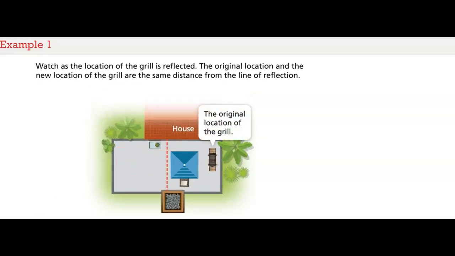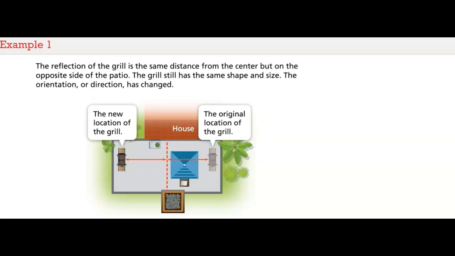Remember where the original location of the grill is. Watch as the location of the grill is reflected. Here's the new location of the grill. A line of reflection is a line over which a figure is reflected. The original location and the new location of the grill are the same distance from the line of reflection. The reflection of the grill is the same distance from the center, but on the opposite side of the patio.